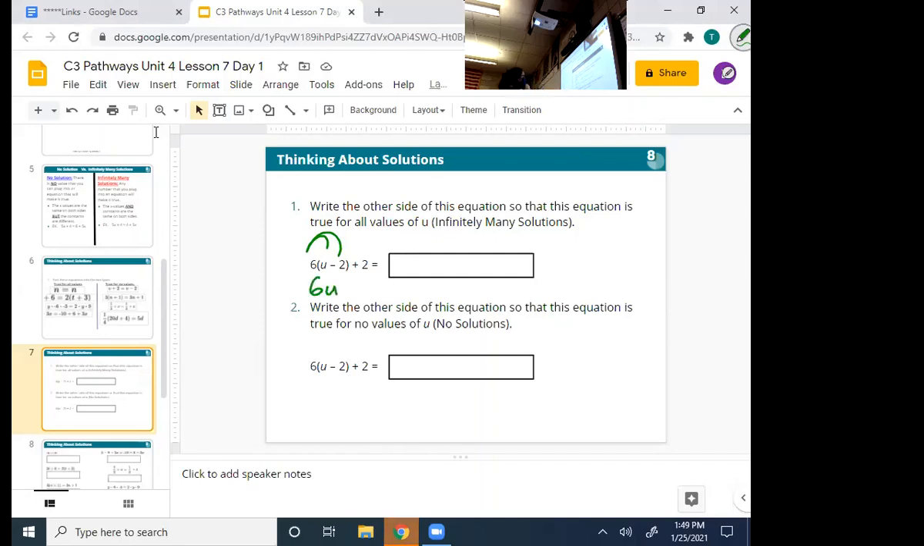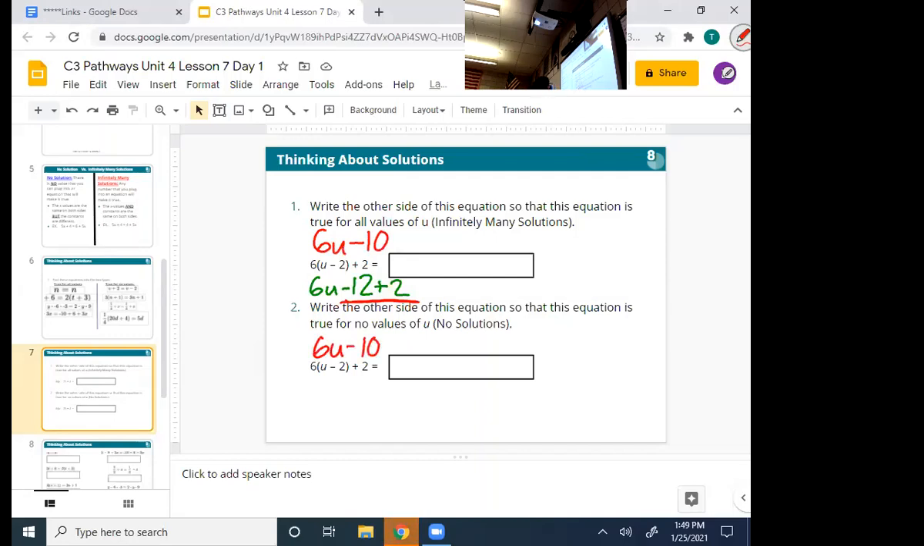6 times negative 2 is? Negative 12. Very good, Jaden Ramos. Plus 2. Okay, so I have 6u minus 12 plus 2. What does that minus 12 plus 2 combine to? If I have a negative 12 and then to that I add 2, how many am I going to have now? Very good, Alyssa Button. Negative 10. It's going to be written as 6u minus 10.